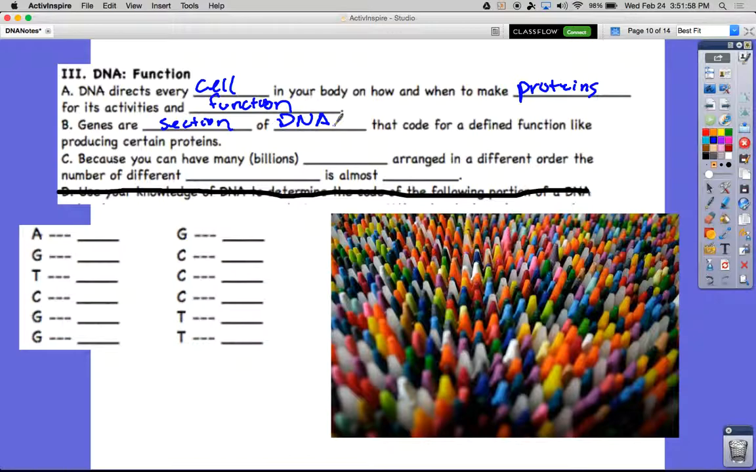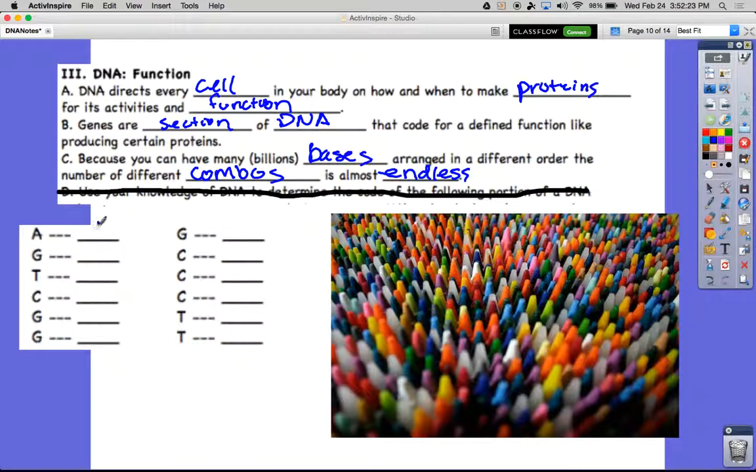And because you have millions or billions of nitrogen bases arranged in different orders, you get a number of different combinations that is almost endless. Okay, so the number of different combinations of adenine, thymine, guanine, cytosine that you can come up with is almost endless.